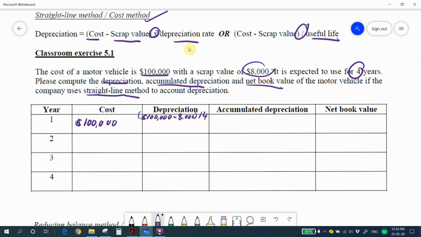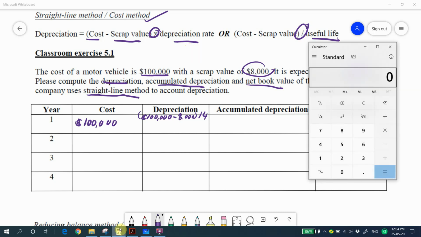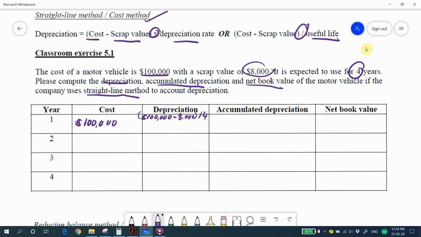We use the cost minus scrap value of 8,000, divided by the useful life, which is 4. So the answer is $23,000. So the depreciation for year 1 is 23,000.